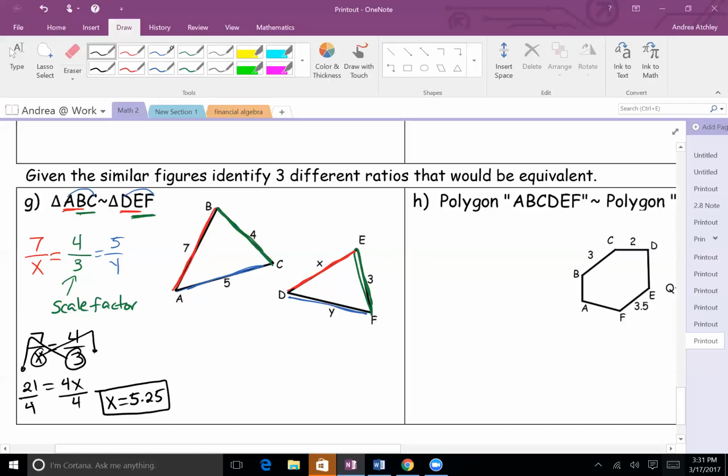Okay, we do the same thing to find Y. We use our scale factor of 4 over 3 and set it equal to the ratio with Y, 5 over Y. Cross multiply, get 4Y equals 3 times 5 is 15. Divide by 4, divide by 4. And we're going to get Y equals 3.75.